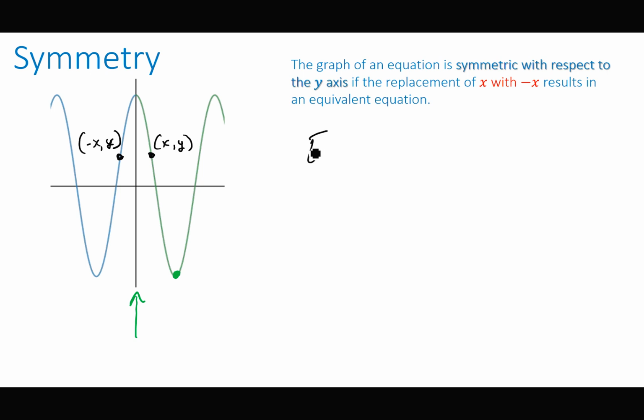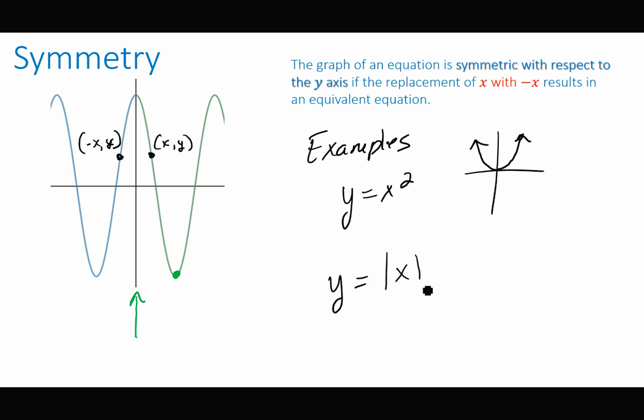Some examples: we know y equals x squared is symmetrical about the y-axis. We know y equals square root of x is symmetrical about the y-axis. Whatever x value I have on one side of the y-axis, I can have the opposite x value on the other side, but my y-coordinate does not change. The x-coordinate is the only thing that would change.